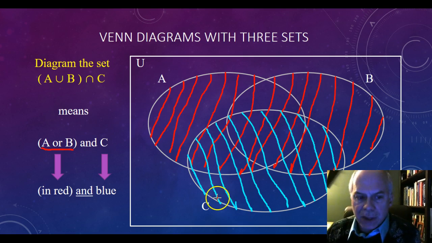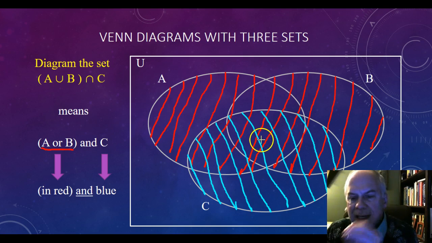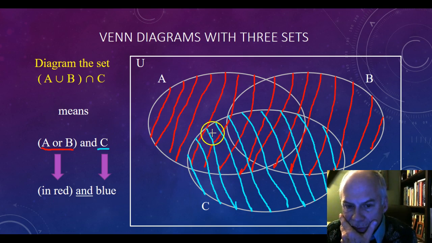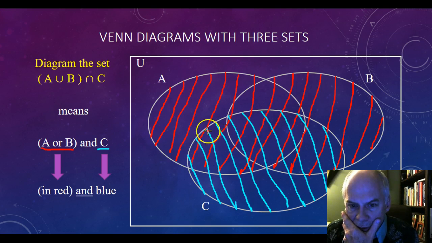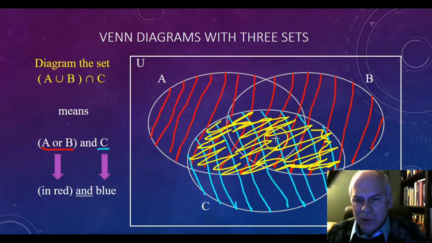Well, the solution to this is all the region that is shaded both red and blue, because it says "and". So it's in red and blue at the same time. So that's all of this. So if I was to, let's say, make the solution in yellow, this would be the solution area. It's all of this. Okay, so that is your solution for this problem.